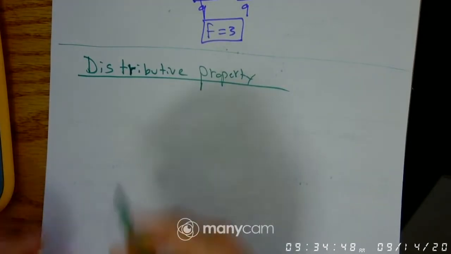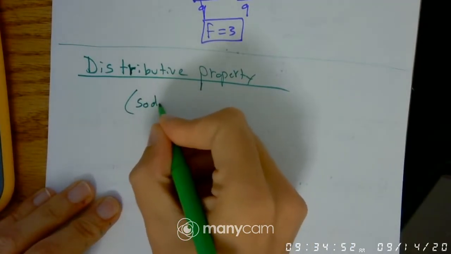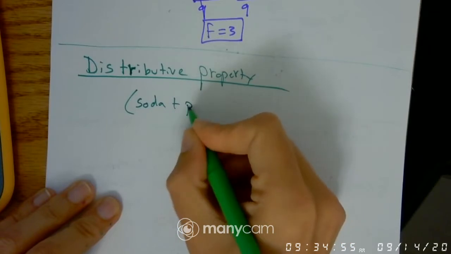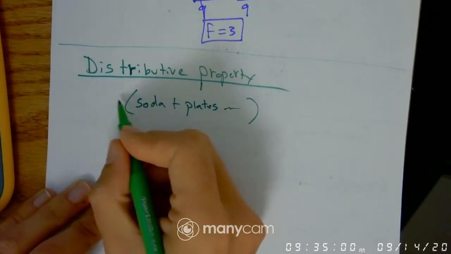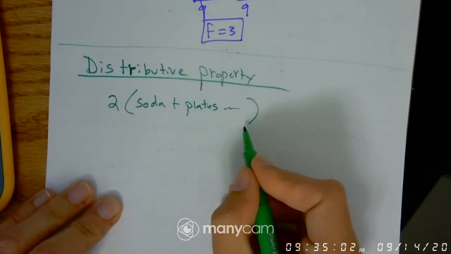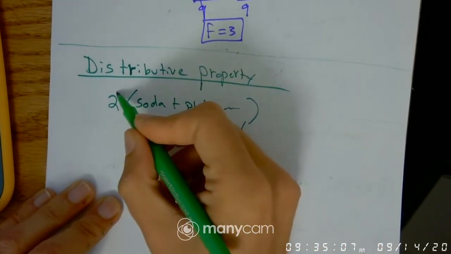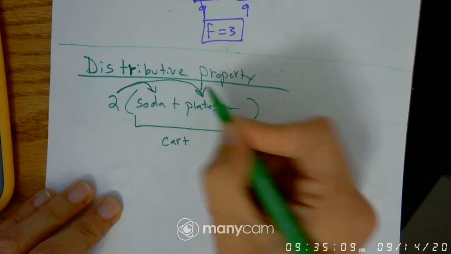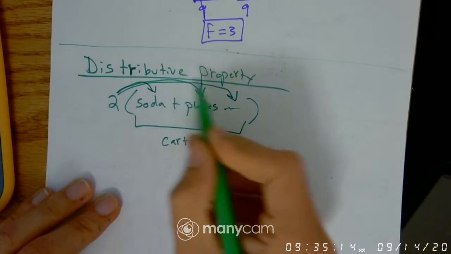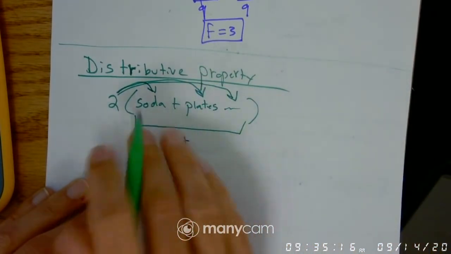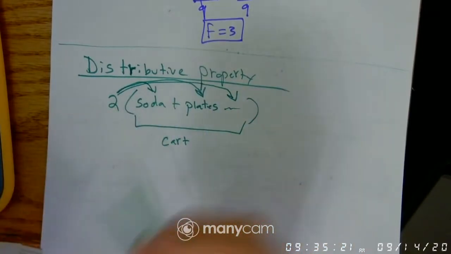So what do we have here? What did I say? Soda, plates, etc. And if we want to double it, here's my shopping cart. I'm going to double everything that's in my cart. That's what this distributive property is. It's just taking everything that you already have in a cart and multiplying it by some number.